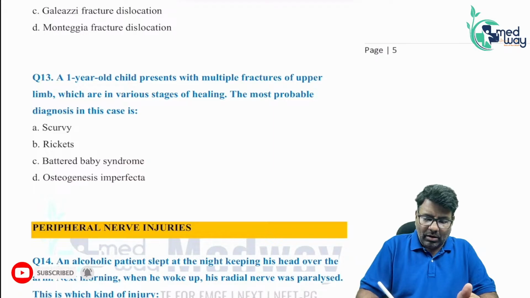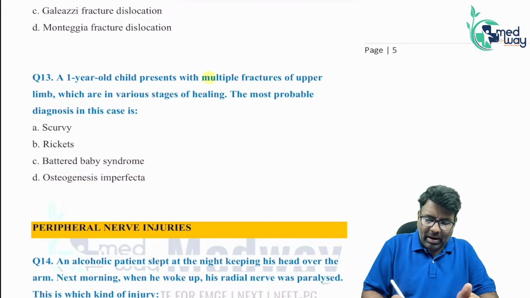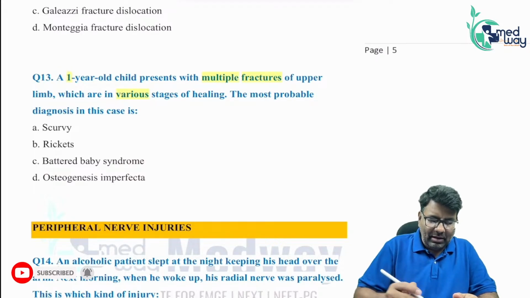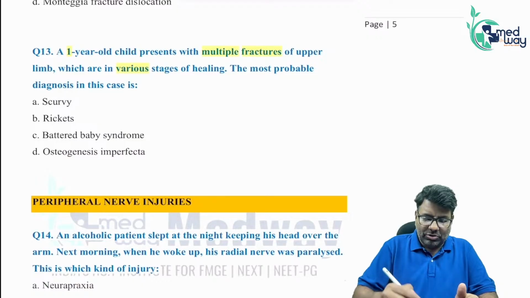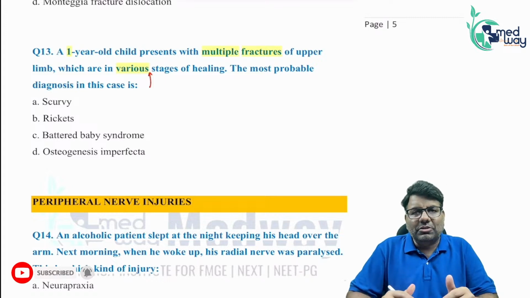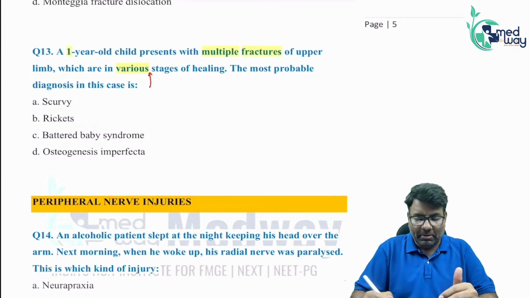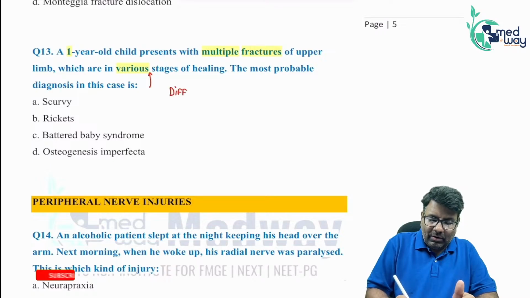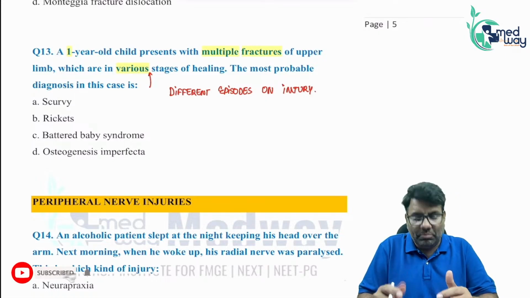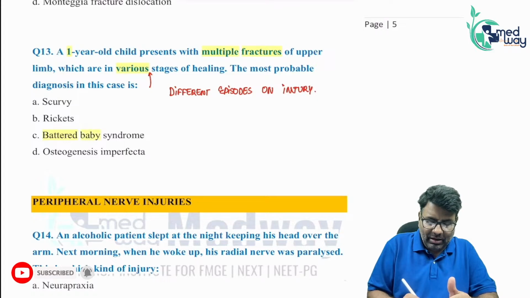Now, a 1-year-old child has multiple fractures, and these are in various stages of healing. Now, what can be the condition here? Now, see, if there are multiple fractures which are in different stages of healing, it means there are different episodes of injury, and this is classically seen with battered baby. This is battered baby syndrome.